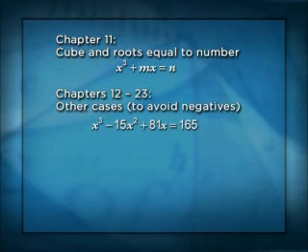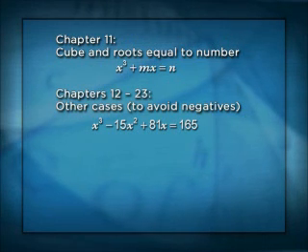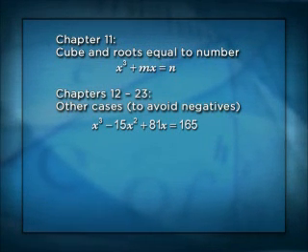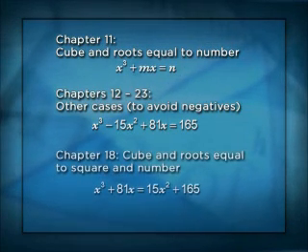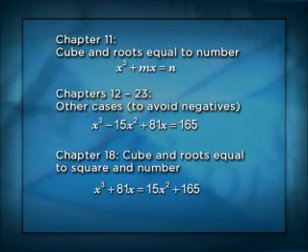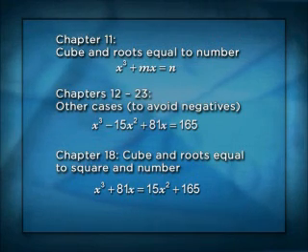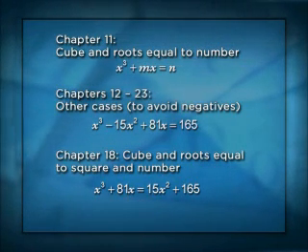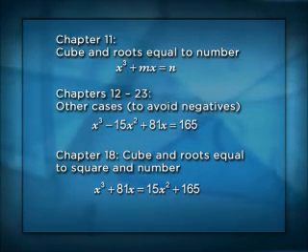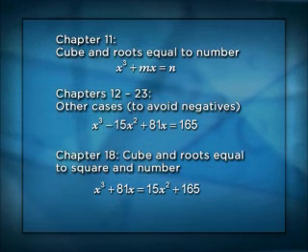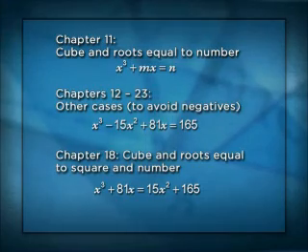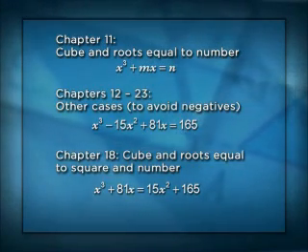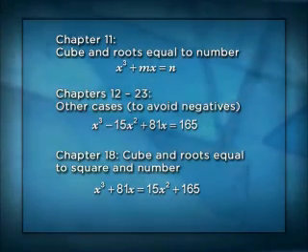So the example I just showed you, x cubed minus 15x squared plus 81x equals 165, would not have been there. Rather, you'd have to look in chapter 18, which tells you how to do cube and roots equal to square and number, and sort of move this around a little bit, and you'll see that this could be reduced to x cubed plus 81x, cube and roots, bring the minus 15x squared over to the other side, equals square and number. And in chapter 18, you'd see how to do that one.